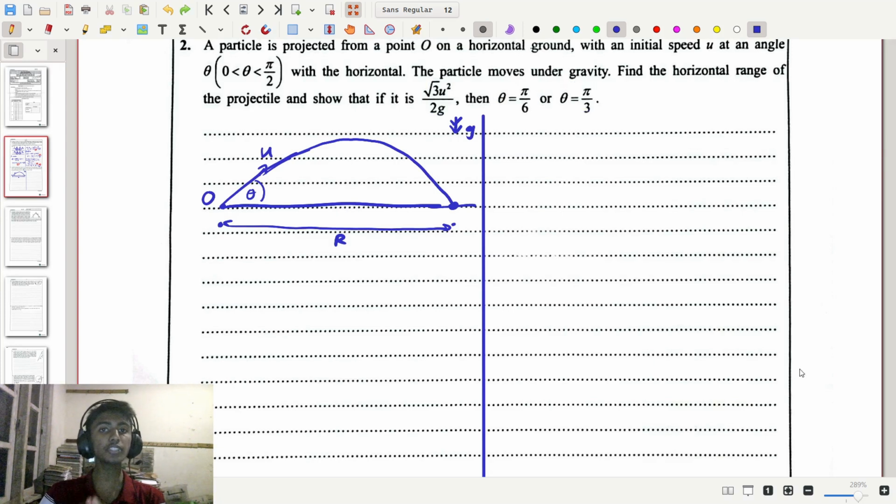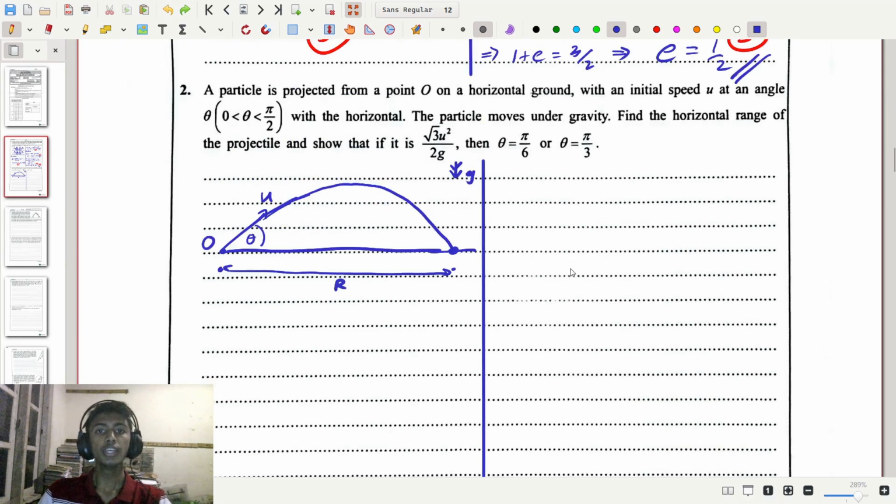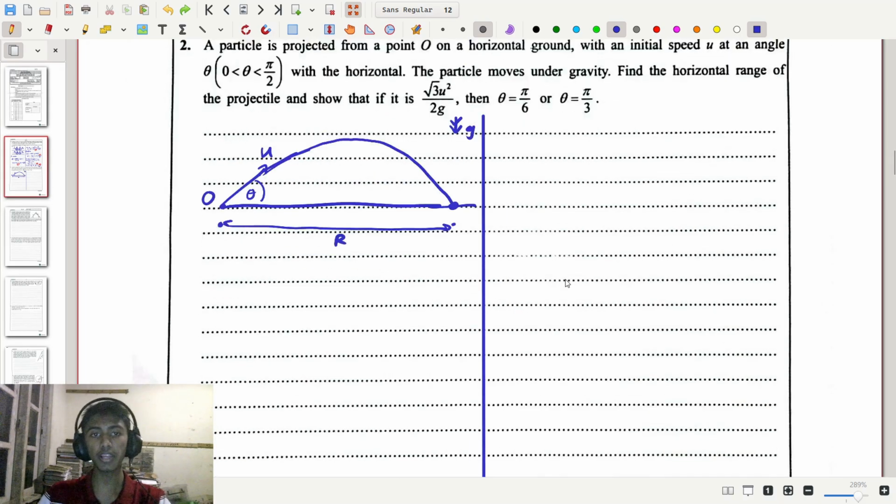Now in pretty much all of these questions, in pretty much every single paper, every single year, all you really have to do here is to apply s equals ut plus half at squared in both the horizontal and vertical directions to obtain two equations, which you can then simplify based on the question in order to get your final answer. Now in this case, since they haven't given a time of travel, as in the time taken for the particle to go up and hit the ground again, we are going to have to define one.